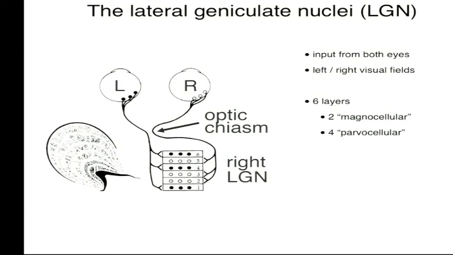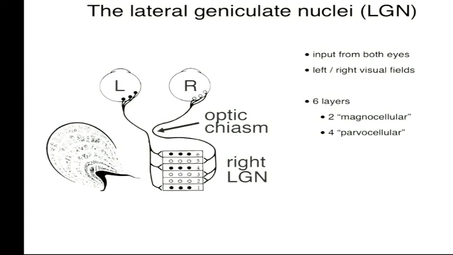So there are 6 layers in the LGN. 2 of these layers are called magnocellular, and 4 are called parvocellular. Magnocellular just means big cell. Parvocellular just means small cell. Okay. So have you heard about magno-parvo before? What is it? Tell me about the magno and parvo systems. Anyone? No? Okay.